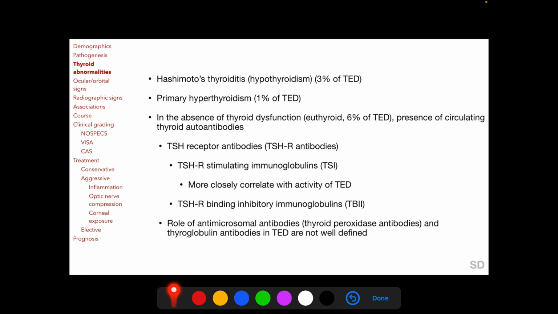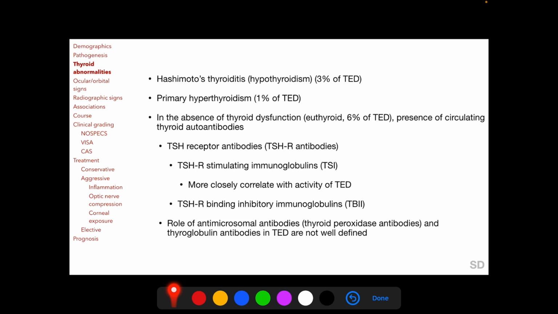As we have mentioned, 3% of TED patients have Hashimoto's thyroiditis, which is actually a form of hypothyroidism, and 1% of TED patients have primary hyperthyroidism. 6% of TED patients are euthyroid endocrinologically, but they have circulating thyroid autoantibodies, and these are called TSH receptor antibodies. These TSH receptor antibodies are classified as TSHR stimulating immunoglobulins, TSI, or TSHR binding inhibitory immunoglobulins, TBII, and the TSI antibodies more closely correlate with activity of TED.